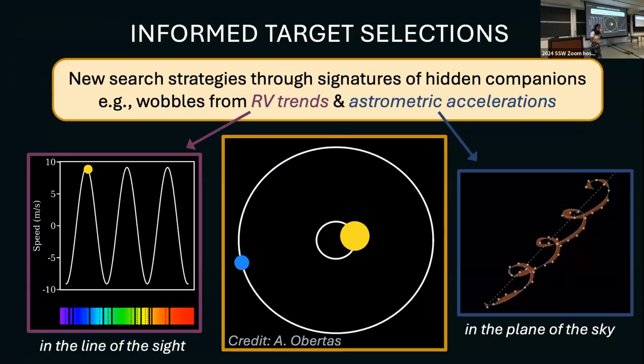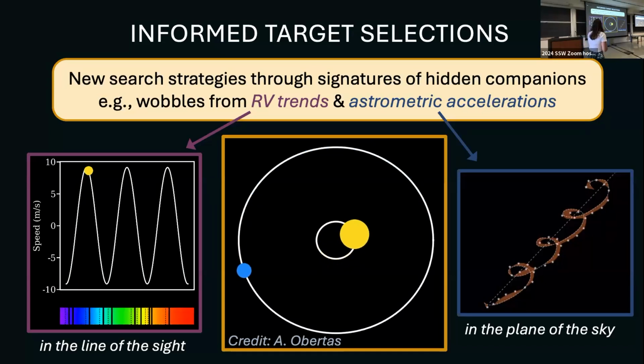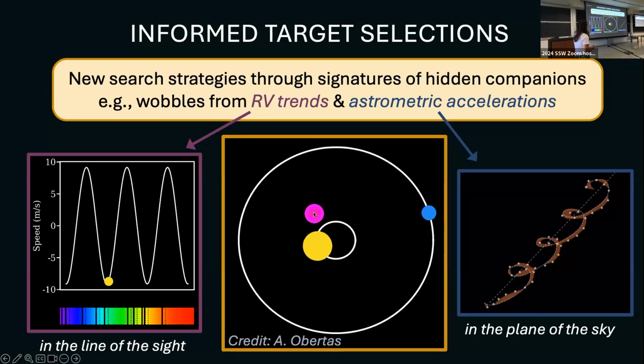Sarah gave a really beautiful introduction to this morning, but basically the idea is to use signatures of hidden companions around a star as a pre-selection for the stars that we try to image. This can be done in two ways. We know that when we have a companion, the star wobbles around the center of mass of the system. That can lead to two trends, often a combination of both. The motion of the star along the line of sight is going to be seen through some radial velocity trend, and if it's in the plane of the sky, we're going to see this through an astrometric wobble.